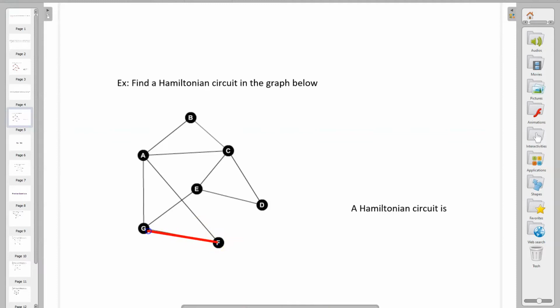Going to start at F, go to G, to E, to D, to C, to B, to A, and finally back to F. So I have managed to complete the requirements. I've touched every single vertex once, and I returned to the original vertex where I started, F. So the Hamiltonian circuit in this case is F, G, E, D, C, B, A, and then back to F.